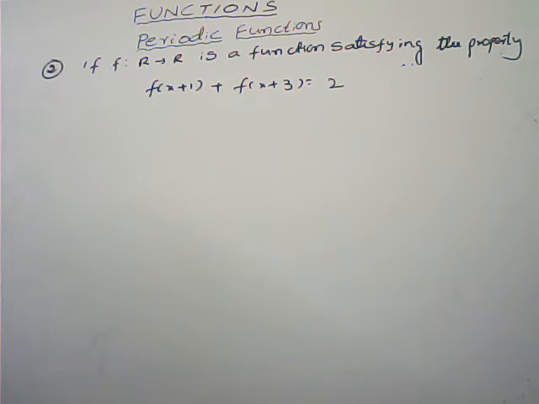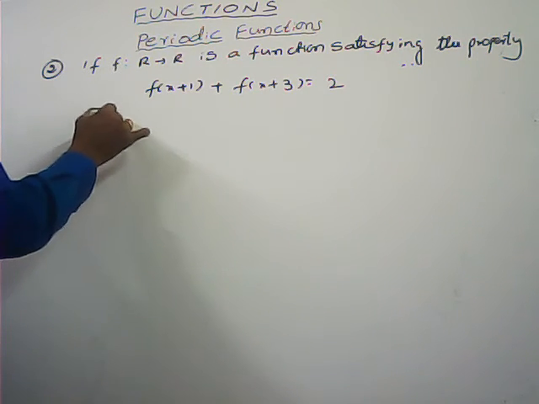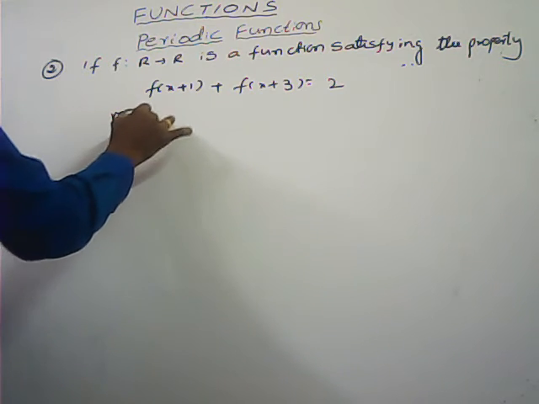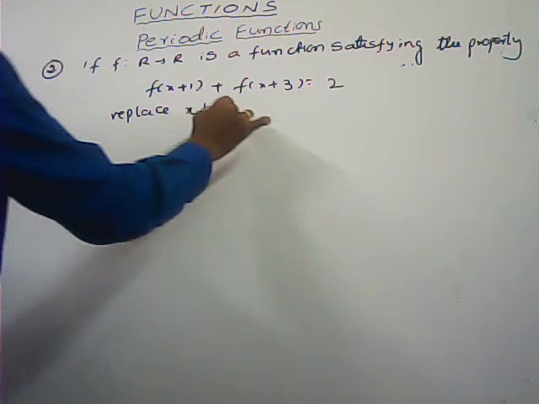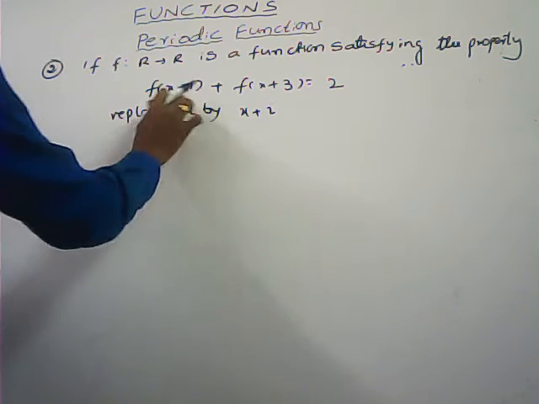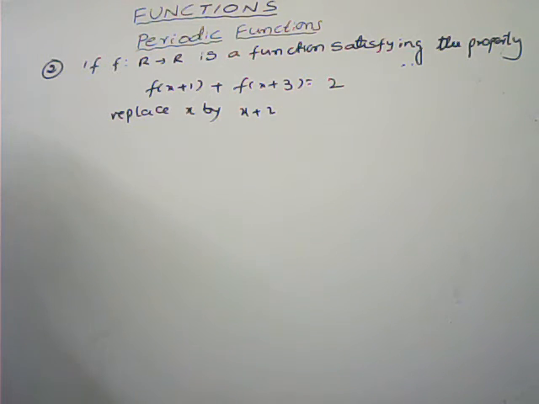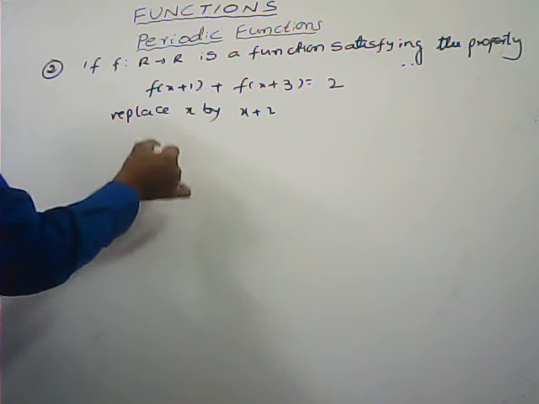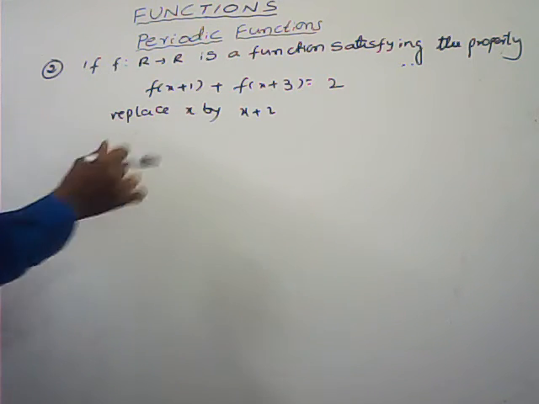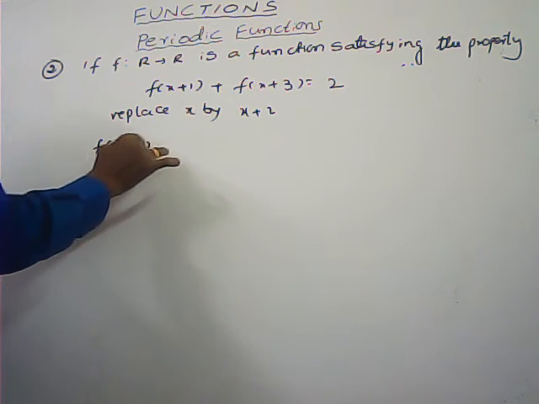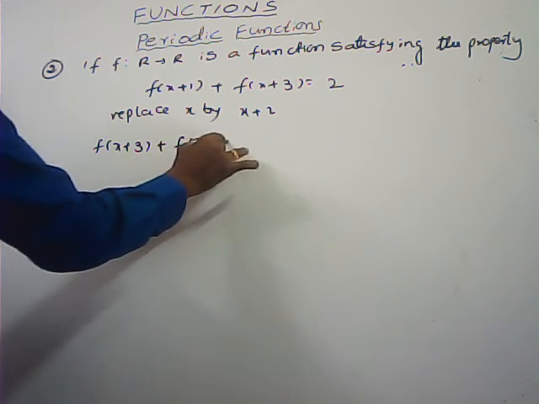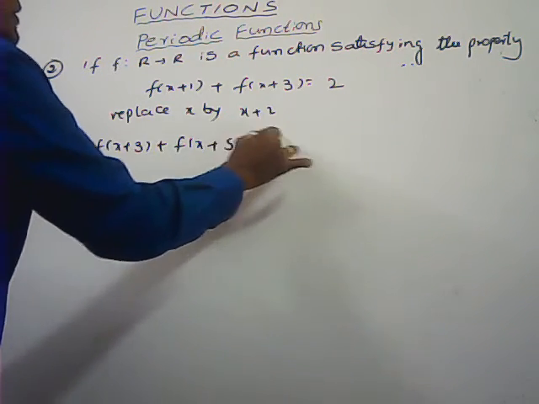Next, one more, the second one. f of x plus 1 plus f of x plus 3 is equal to 2 is given. Here what I am doing, replace x by x plus 2. Here 2 plus 1, 3, we are getting this one term. Between the resulting relation and the original, at least one term should be common. Now f of x plus 3 plus f of x plus 5, 2 plus 3 is 5, that is equal to 2.